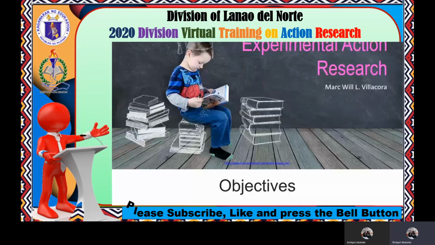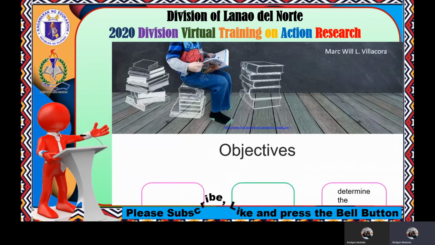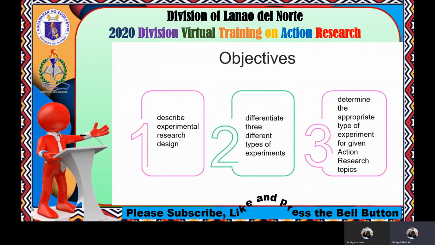But before we delve into the specifics of experimental action research design, we need to know the specific objectives at the end of the session. First, we need to describe experimental research design. Number two, we need to differentiate three different types of experiments. And last, we need to determine the appropriate type of experiment for a given action research topic.